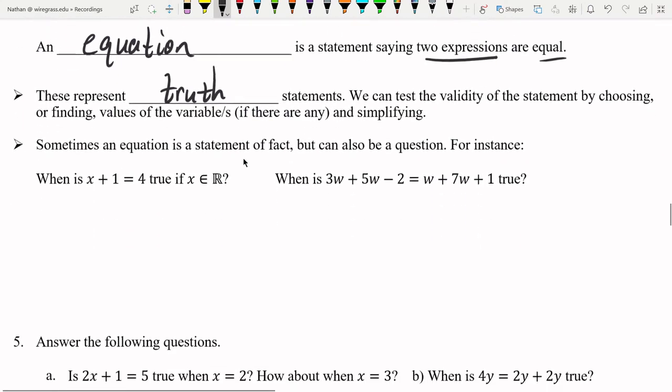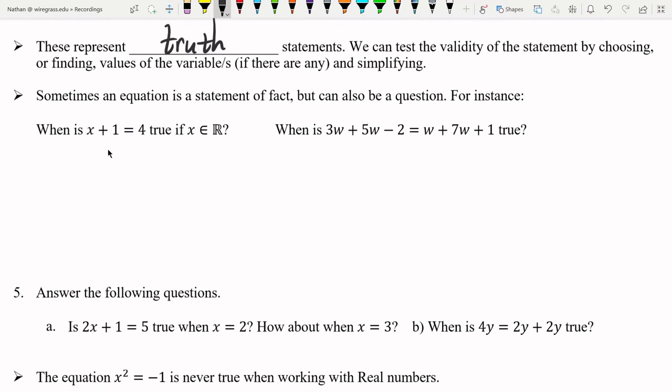Now, they can be statements of fact, as I said here. We can have it as a question. So when is x plus 1 equal to 4 true if x is a real number? Well, this is saying the same thing as just saying x plus 1 equals 4. If I gave you x plus 1 equals 4, that's the same thing as saying when is x plus 1 equal to 4 true. That, of course, is true when x equals 3. 3 plus 1 equals 4.